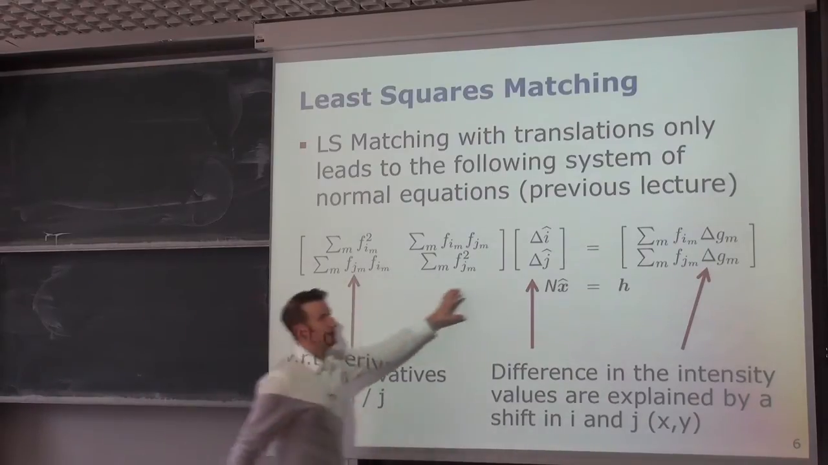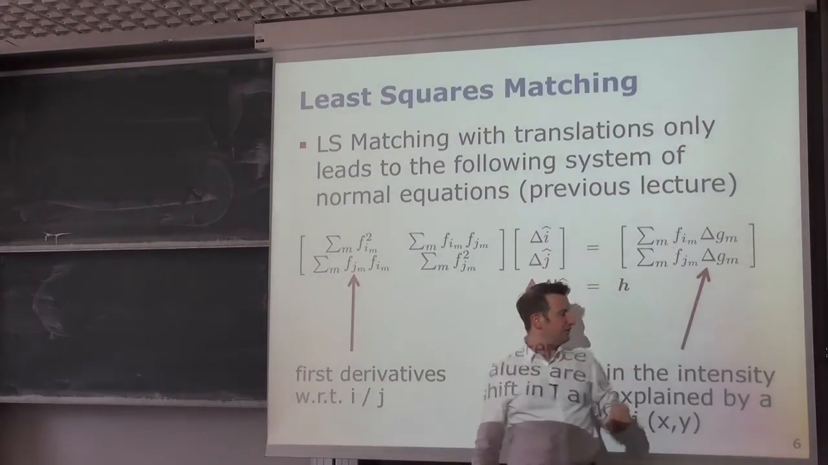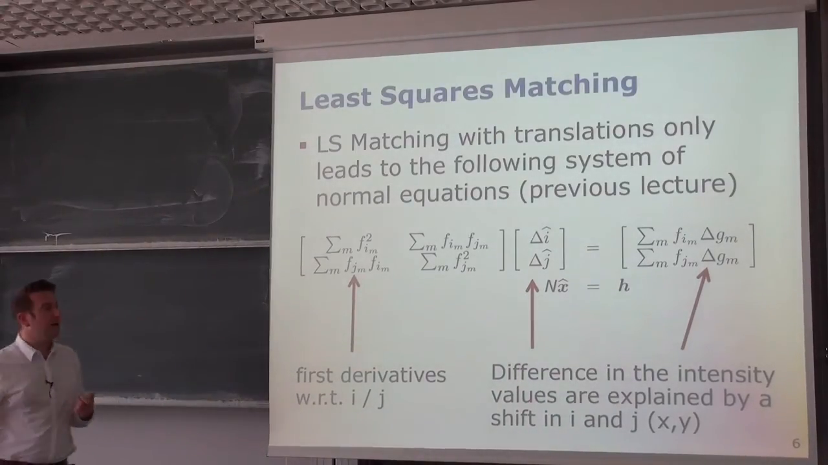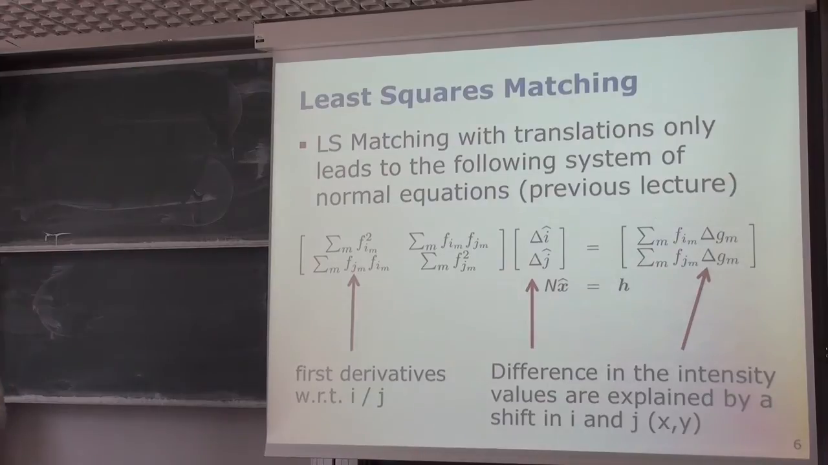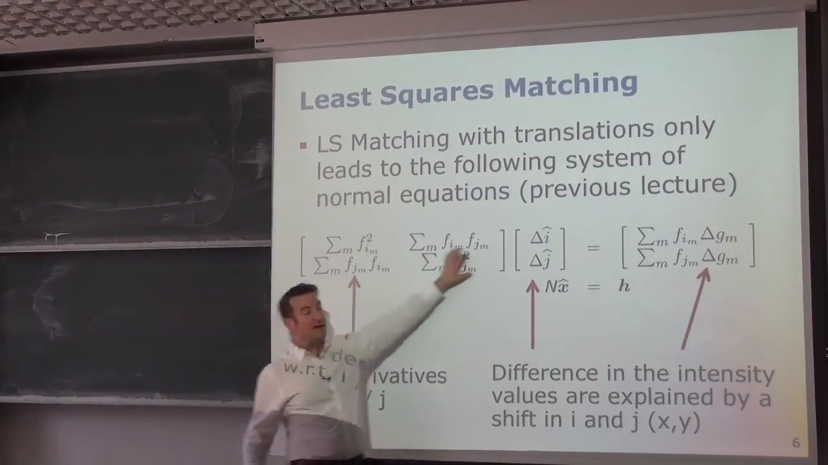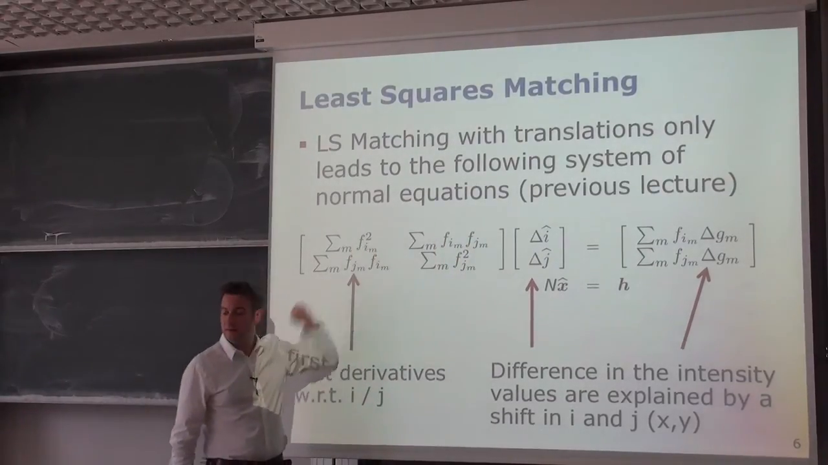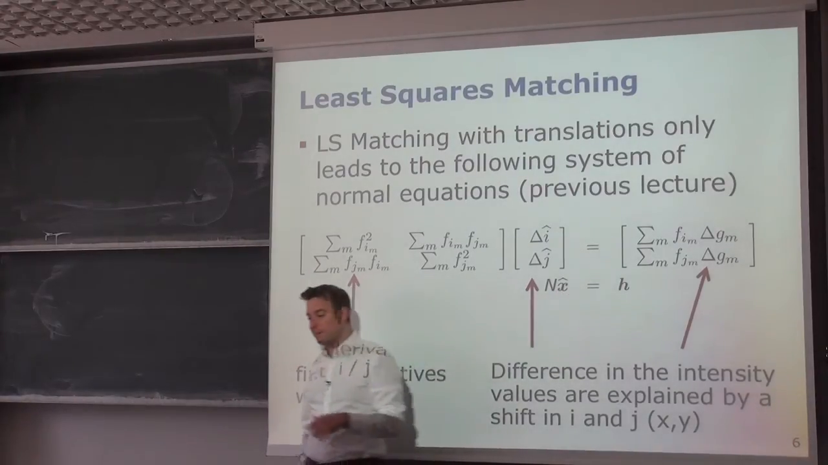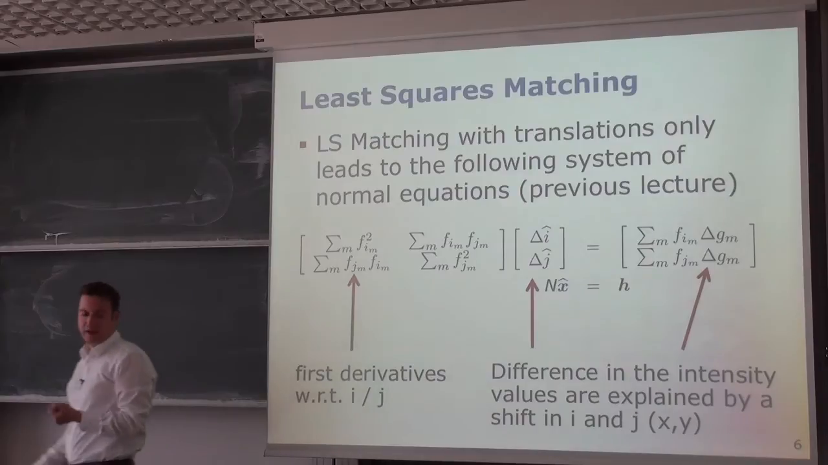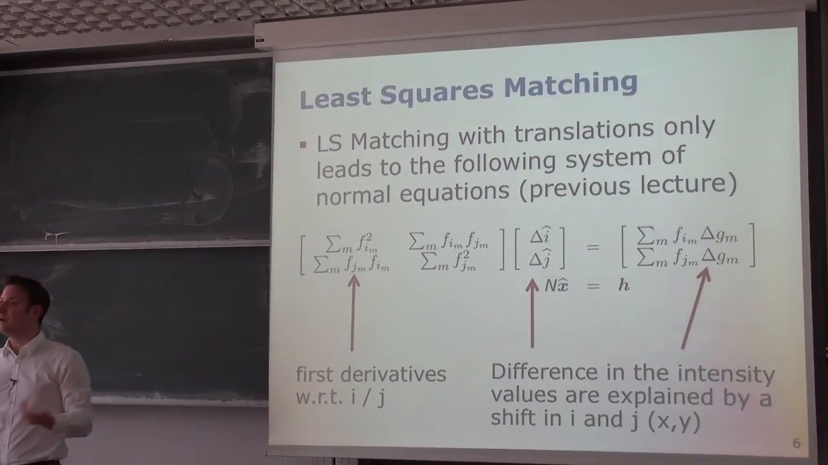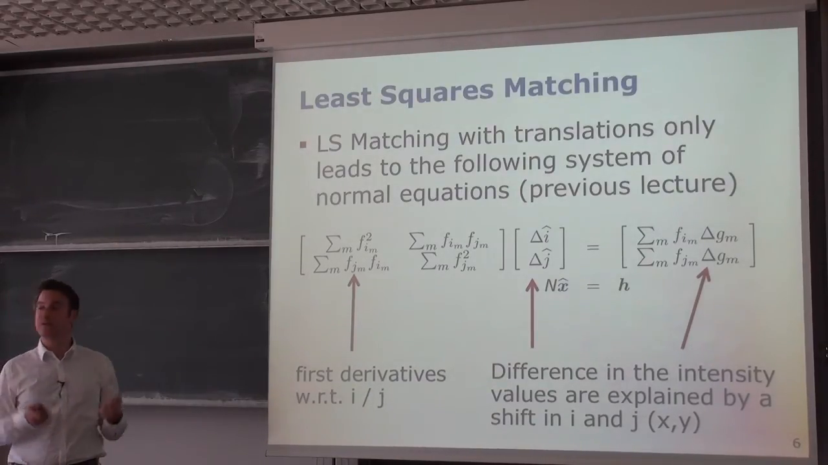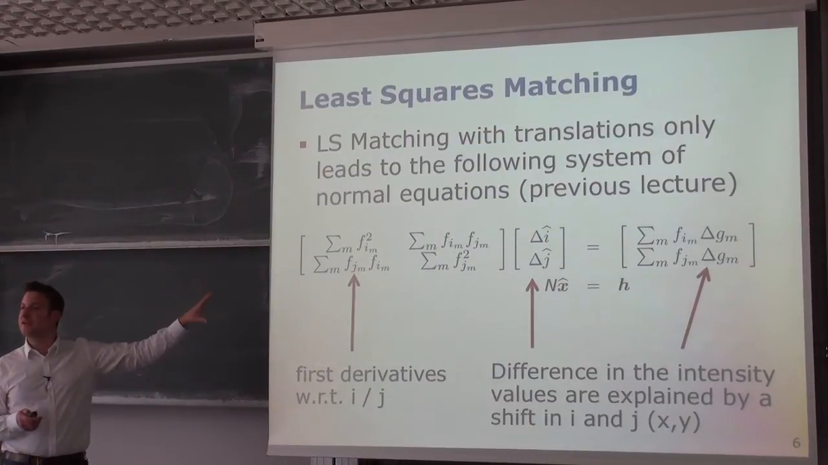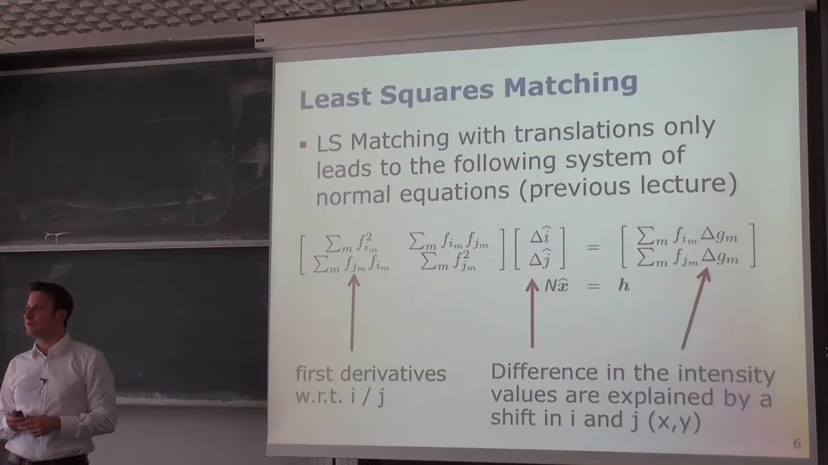And we have the shift. Then we have here again the first derivative and the difference in the intensity values. But the key thing we want to look at is this matrix N over here. Because this is the system of linear equations that we actually have to solve if we want to estimate the shift of two image regions with respect to each other. And this was a result of the image matching chapter last week.